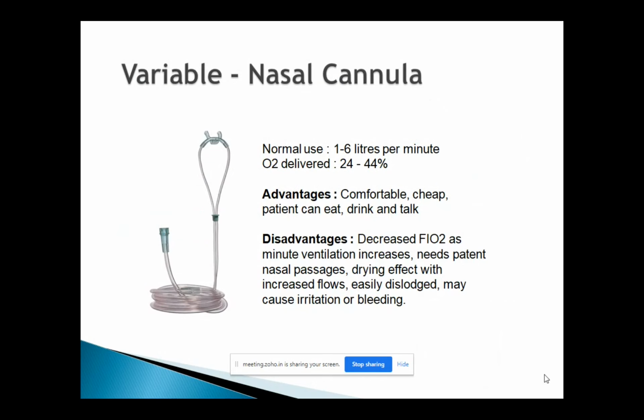And it can be easily dislodged. On many occasions, I've been to hospital and I've seen patients sleeping with the nasal cannula either sitting on their cheek, or sometimes in their mouth, or completely moved away from their nose. And it can cause significant irritation, and I've seen patients having a nasal bleed as well. I'm not saying this is bad. I'm just putting everything in black and white.